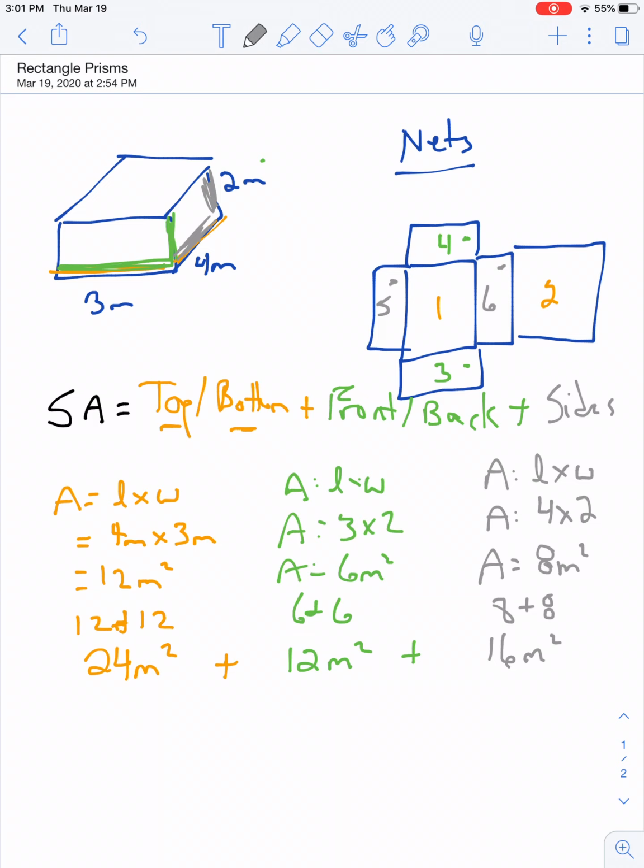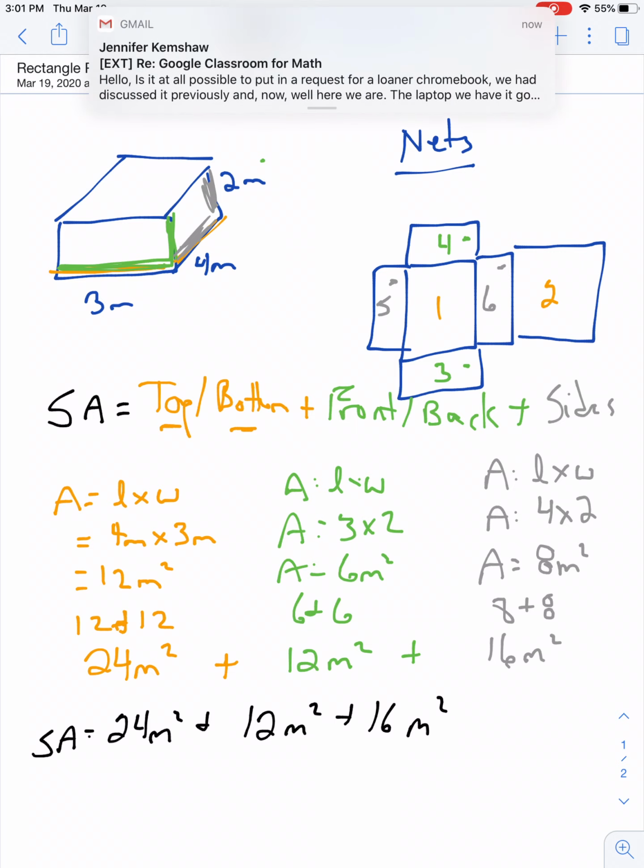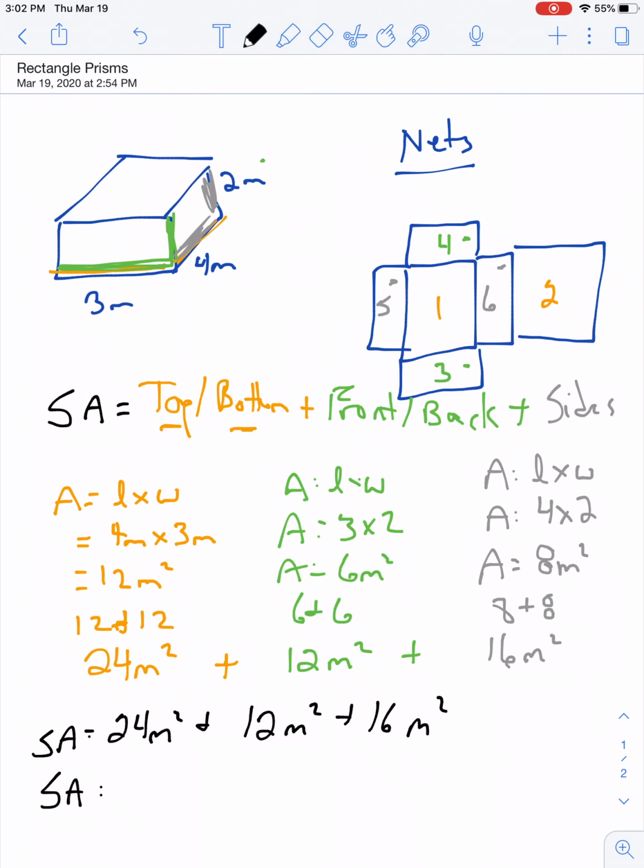Now all I'm doing is looking for my surface area, and my surface area is the addition of all of those numbers. So my 24 meters squared plus my 12 meters squared plus my 16 meters squared. That's all it is. I can calculate my surface area for a rectangular prism by adding these numbers together. 24 plus 12 is 36. 36 plus 16 is 52 meters squared.